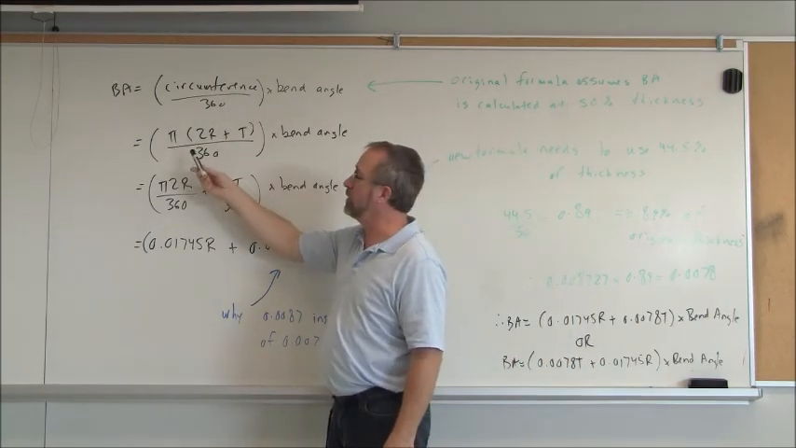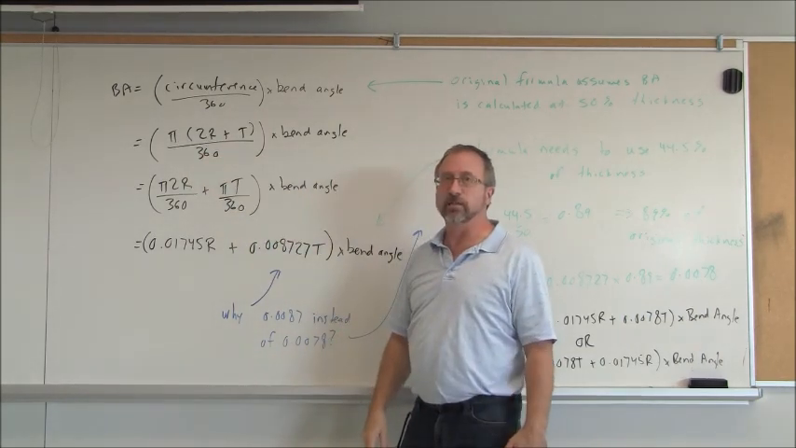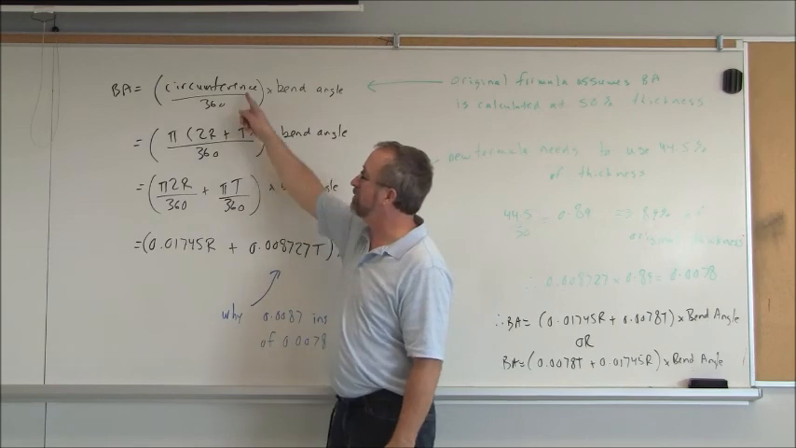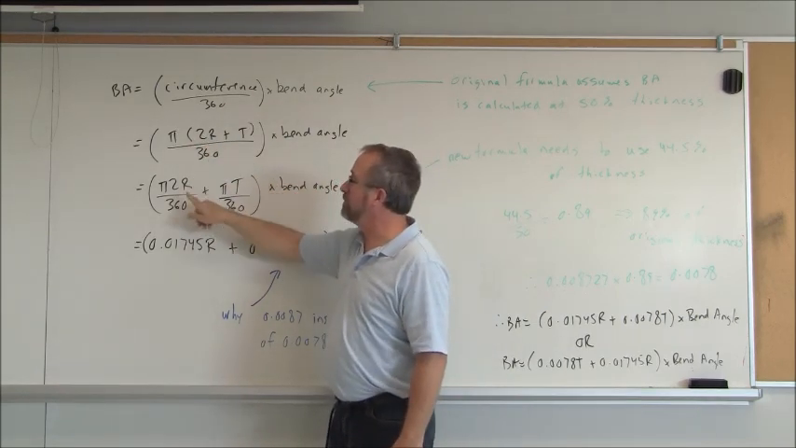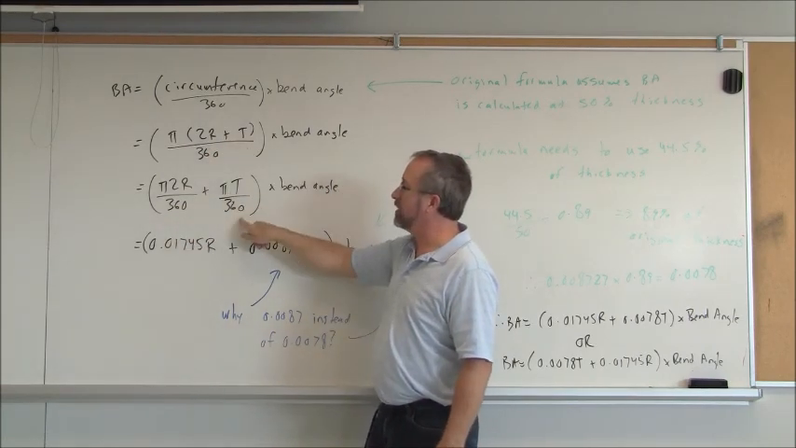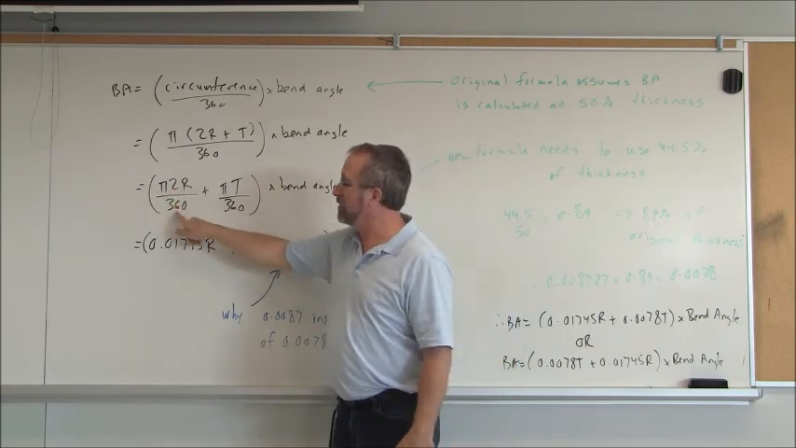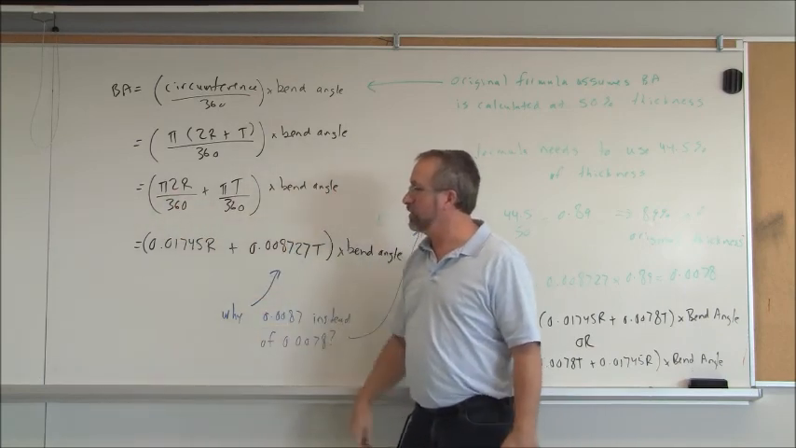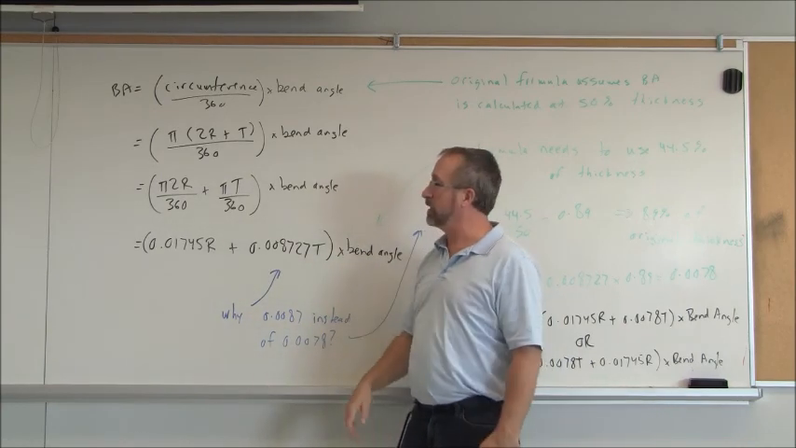The circumference formula is pi times 2 times the radius plus the thickness of the sheet. Fair enough. So I'm going to replace that here. I can then rewrite this as pi times 2 times r over 360 plus pi times t over 360. If you take pi times 2 divided by 360, you'll get 0.01745 times the radius. That's part of that new formula.